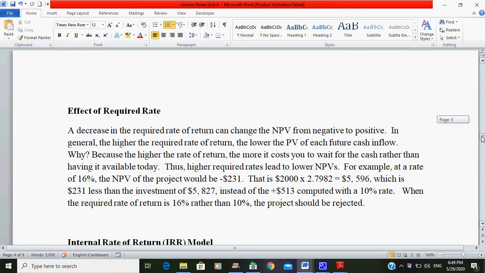Alright. The effect of required rate now. A decrease in the required rate of return can change the NPV from negative to positive. In general, the higher the required rate of return, the lower the present value of each future cash flow.